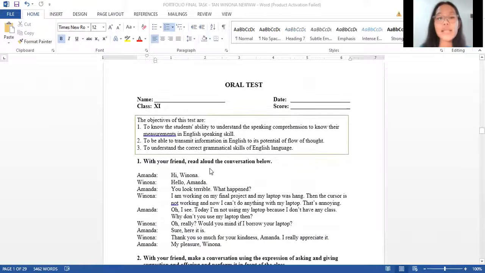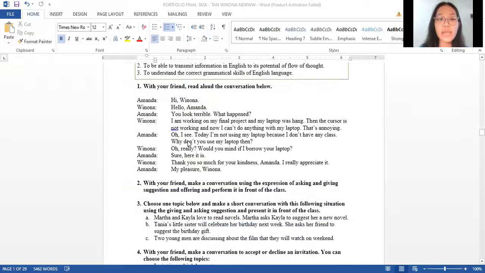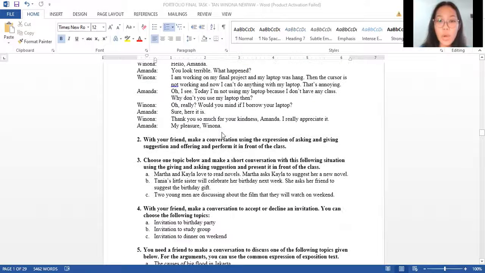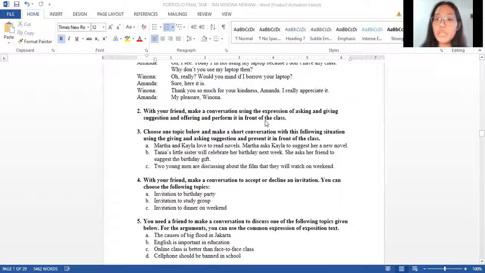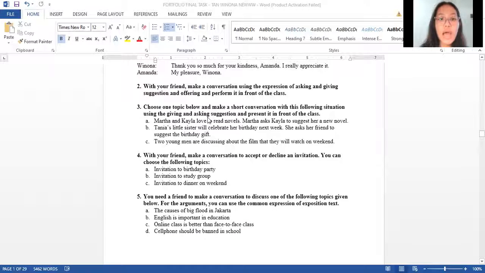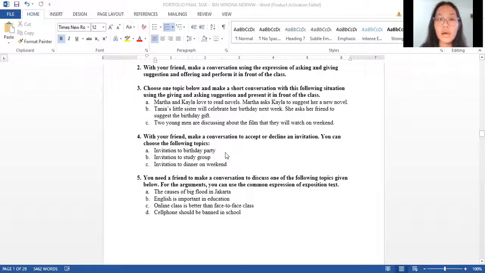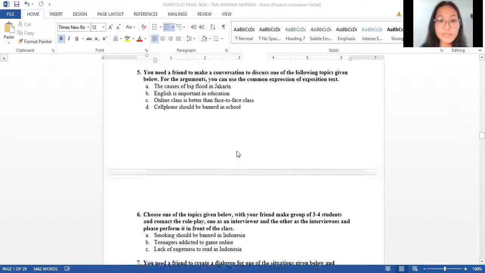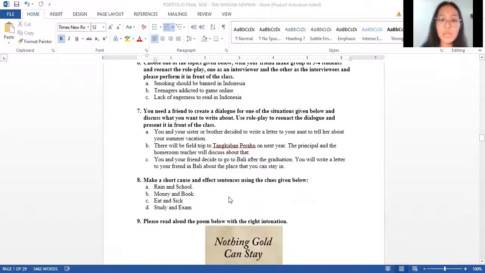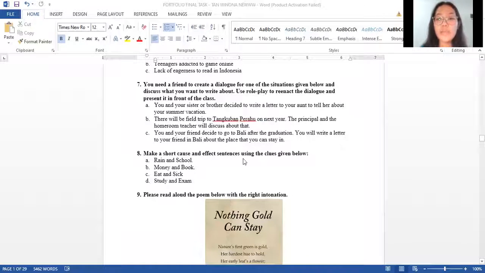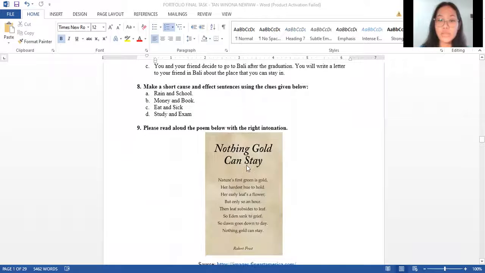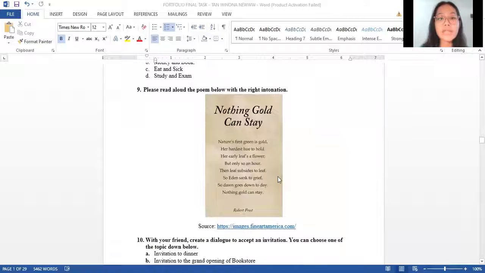And next for the oral test, there are objectives, and then you read aloud the conversation below, and then make a conversation using the expressions of asking and giving suggestions. And then here, you have to choose 1 of the topics here and follow the instruction. And this is also to make short cause and effect sentences using the clues given below.